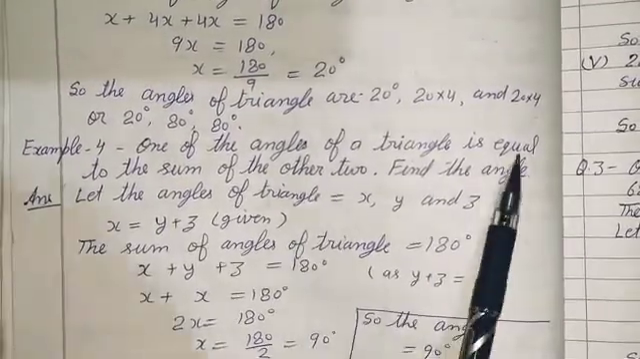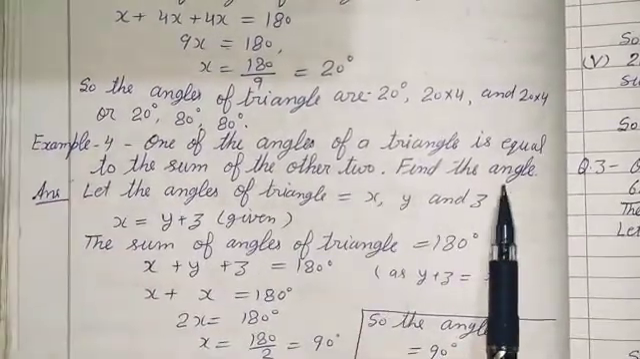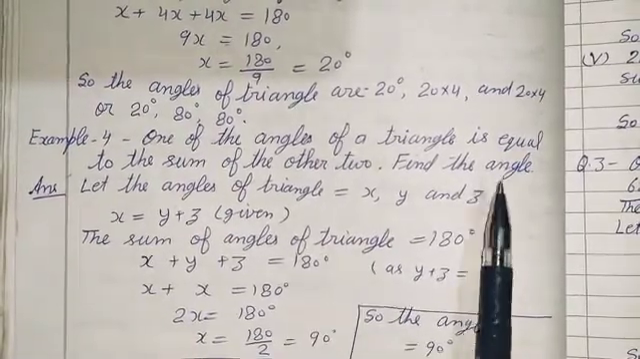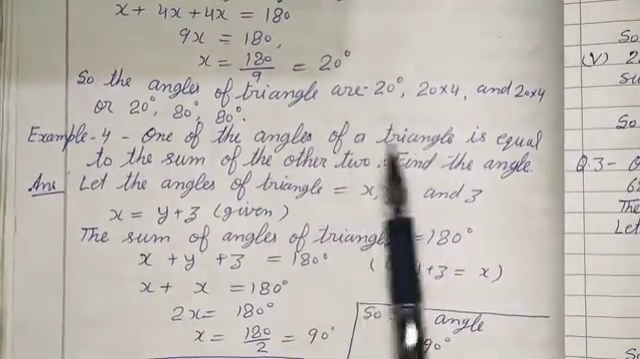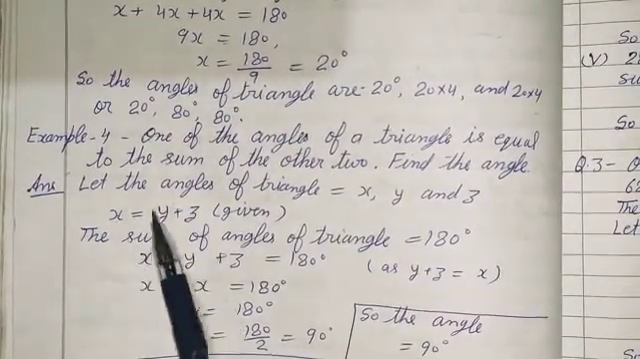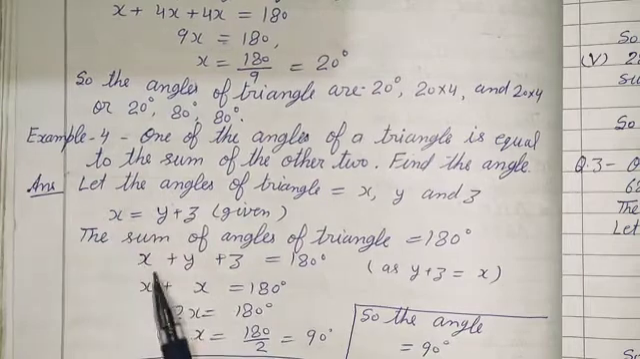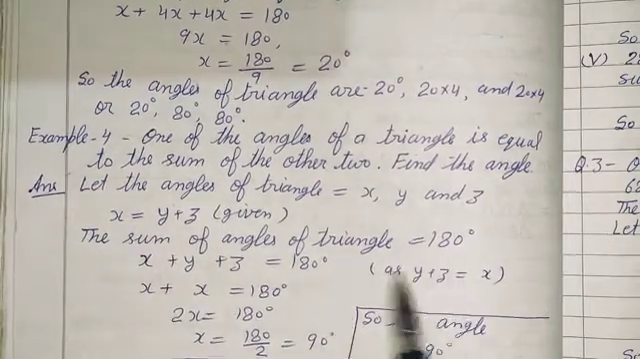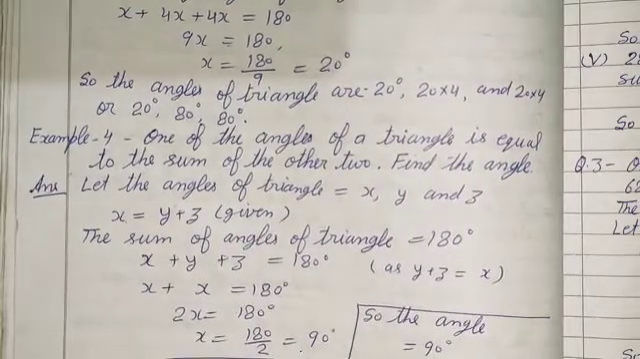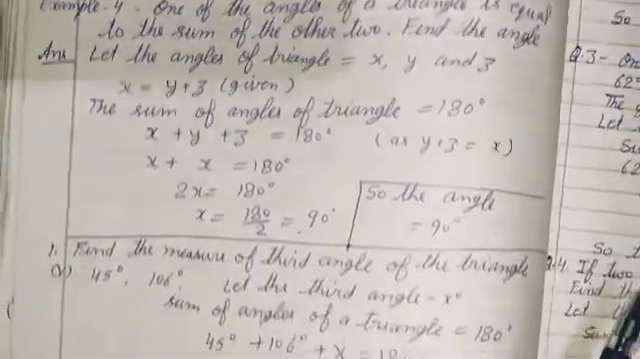One of the angles of a triangle is equal to the sum of the other two. Find the angle. Let the angles of the triangle be x, y, z. It is given that one angle is equal to the sum of the other two. Let x equal y plus z. Then x plus y plus z equals 180, and we put y plus z equals x. So the value of x will be 90. The angle is 90 degrees. Now the exercise.